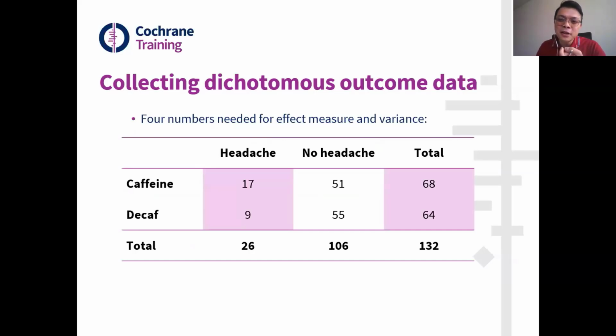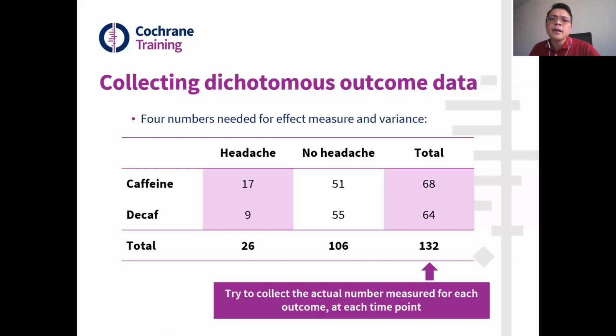So essentially, the 4 numbers shaded here are all we need to collect from the studies. So the number of events in the intervention and control, and the total number of participants in the intervention and control. And when we have these 4 numbers, of course, we can fill the table. And also, if we have these 4 numbers, we can input them into the Cochrane's review production software, the review manager, RevMan, and it will calculate for us the effect measures. It will calculate the risk ratio, the odds ratio, and the risk difference with a measure of uncertainty.